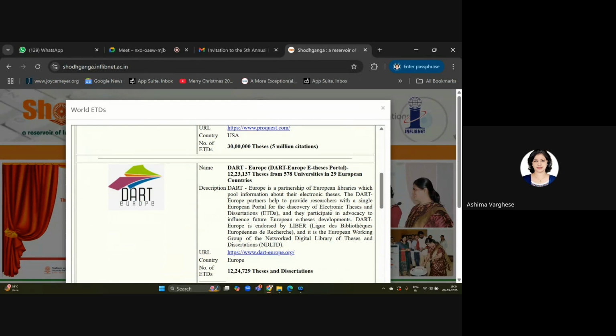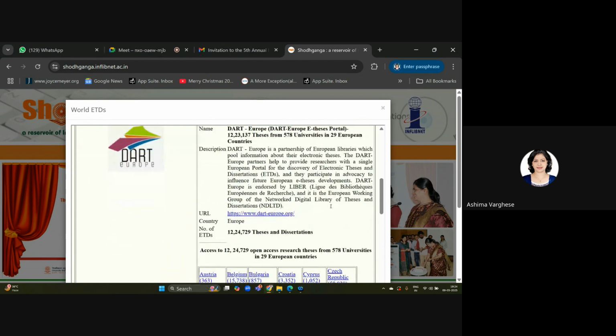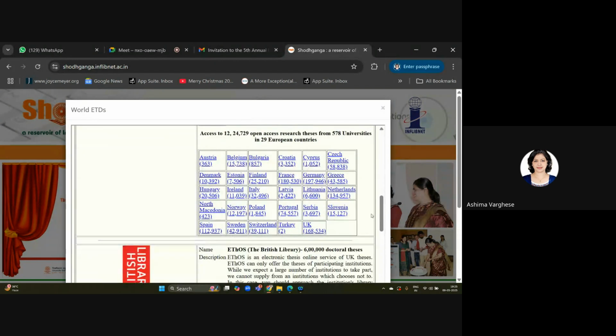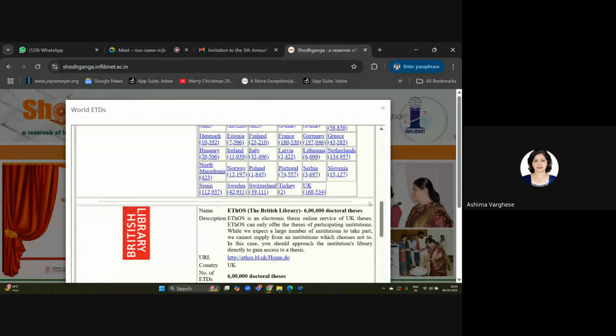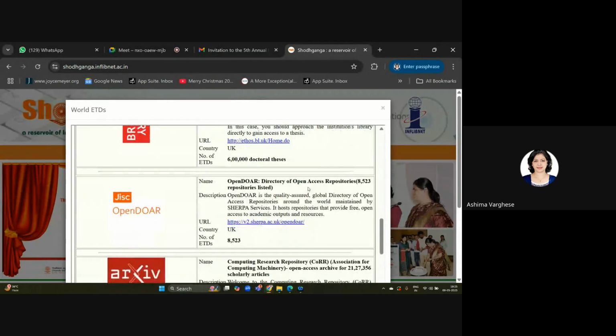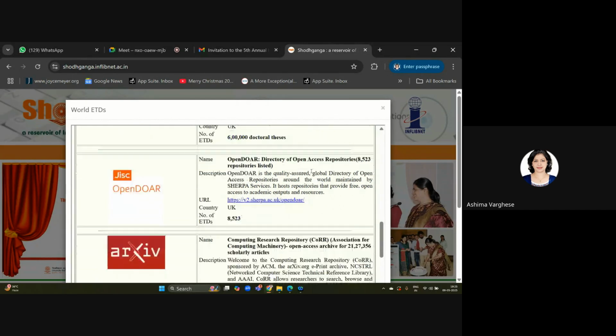Again, that is there from European countries. It is having more than 12 lakh dissertations. Here you can find the bifurcation according to the European country, like Austria, Belgium, Croatia, Denmark, Italy, France, like that. You can download that. Ethos is a British library of doctoral thesis, and Open Door is there from UK.